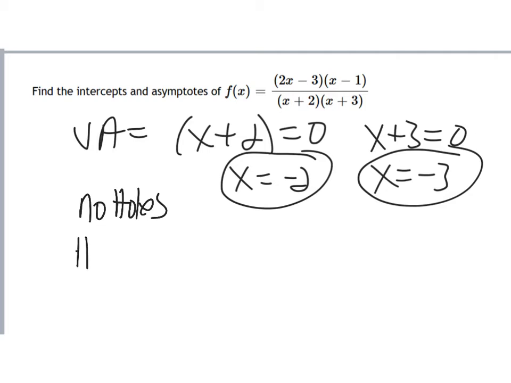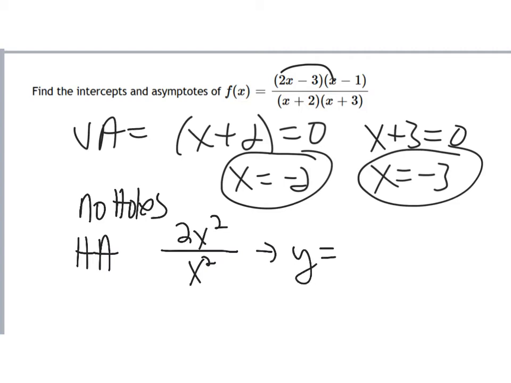And then for the horizontal asymptote, we want to think about the degree of the numerator and the denominator. In this function, if I start to FOIL it, expand the top and the bottom, I'm going to get 2x squared in the numerator. I don't care about the rest of the terms because those don't have as much effect out at infinity. In the denominator, I'm getting x squared, and of course, same power, so that tells me the horizontal asymptote is y equals 2. Notice how I'm writing equations here. I think that's a good form to do.